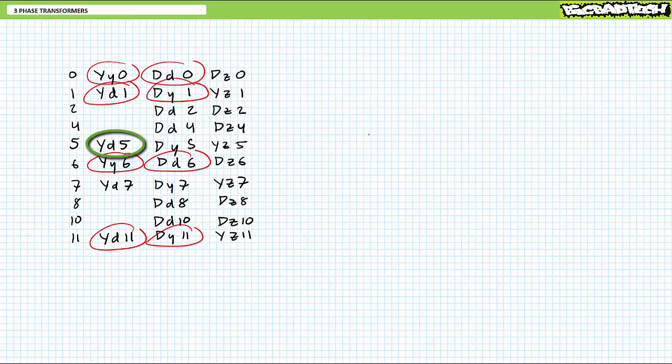And even if you do run across something like, let's say, YD5, it's undoubtedly a Y-configured high voltage side, a delta-configured low voltage side, such that the low voltage side lags the high voltage side by 5 times 30 or 150 degrees. See? Too easy. It's just 3 parts. High voltage in all caps, low voltage in lowercase, phase shift of the low voltage side with respect to the high voltage side using clock notation where each hour position represents 30 degrees.